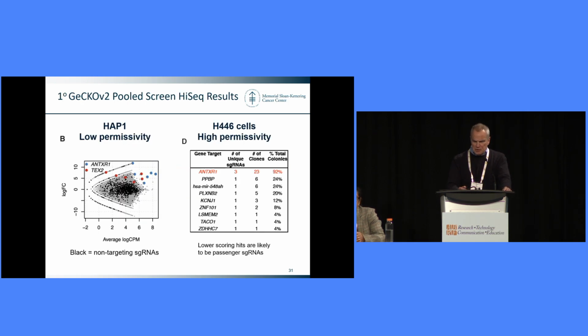So this is the results as they came back from the HiSeq, and we were just blown away. You couldn't miss the fact that the ANTXR1 protein was the receptor for the Seneca Valley virus, both in the HAP1 and in the 446 cells. Now, just to confirm this, and you see some other passenger genes that are coming along, but the percentage of colonies for ANTXR1 was screamingly high.